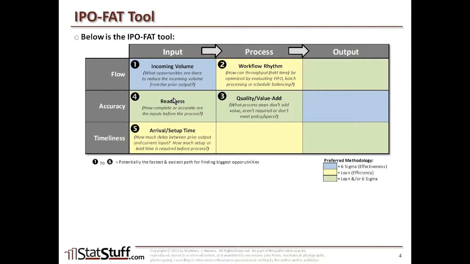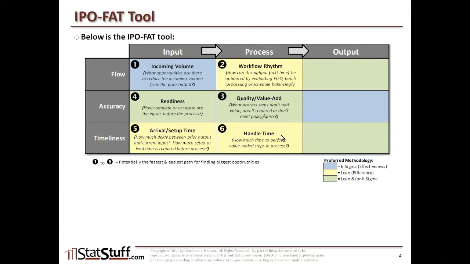Next thing to look at is from the timeliness perspective, that is the arrival or setup time. That is, we might ask ourselves how much delay is there between the prior output, again as an input, this is actually as an input is an output from some prior process before it. So how much delay is there between when it was an output from the prior process to being the current input now? And how much setup or lead time is required before we can get it into the process itself. By identifying those things, that might be a way for us to speed up the actual timeliness involved for whatever it is we're producing. And then the last one to look at on here is handle time.